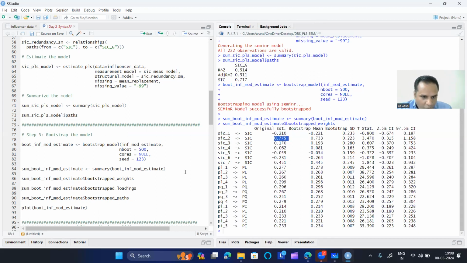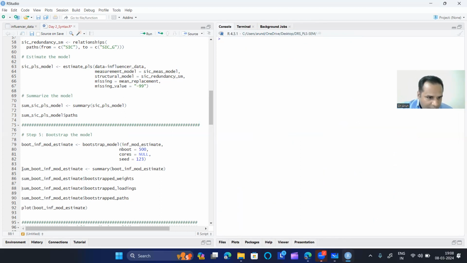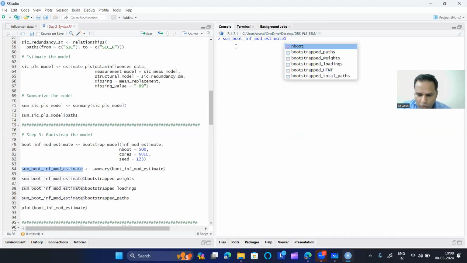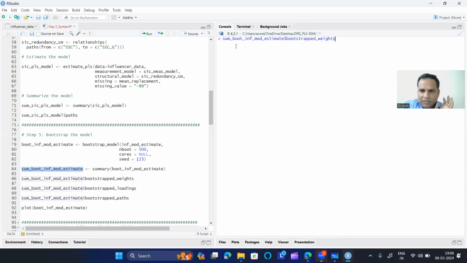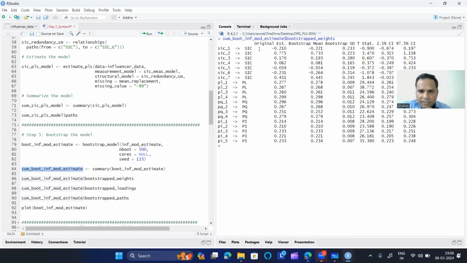Here you see, let me show you, I bootstrap the model and just summarize the model. Just Control C and copy here, Control V, and put a dollar sign. The moment you put the dollar sign, whenever you're working with a formative construct, you should check the weight. Check the weight. See, this is the weight.